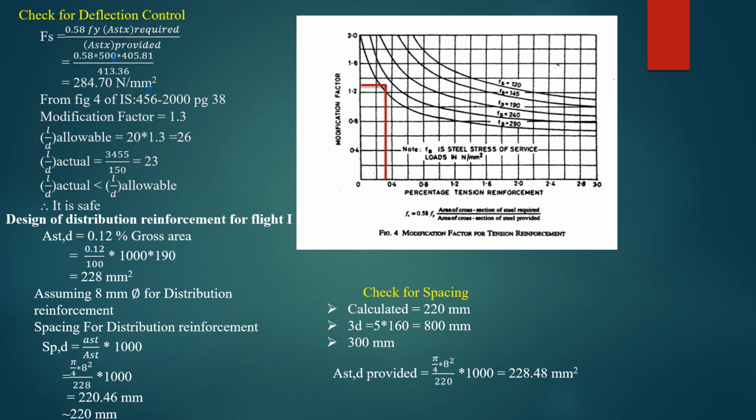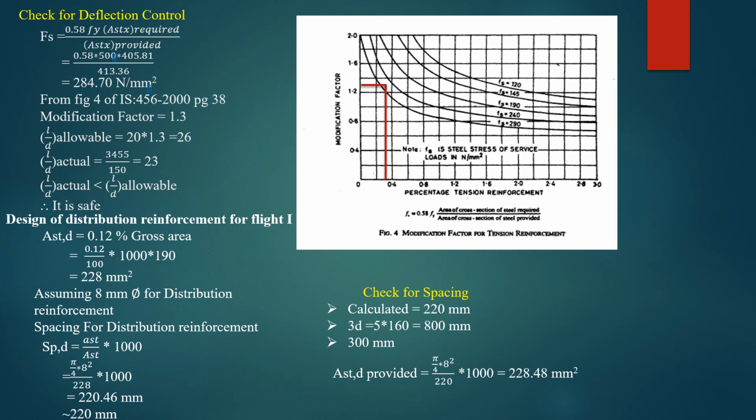The spacing we got is 220.46 mm. So we take it as 220 mm. So let us check the spacing. The three criteria that we already discussed for checking the spacing: the first one is the calculated, second one is 3D, and the third one is 300 mm, whichever is the minimum, we take that. So the calculated one is 220 mm and 3D is 3 into 160, that is 480 mm, and the third one is 300. The smallest one is the calculated one. Therefore, we take the calculated one.